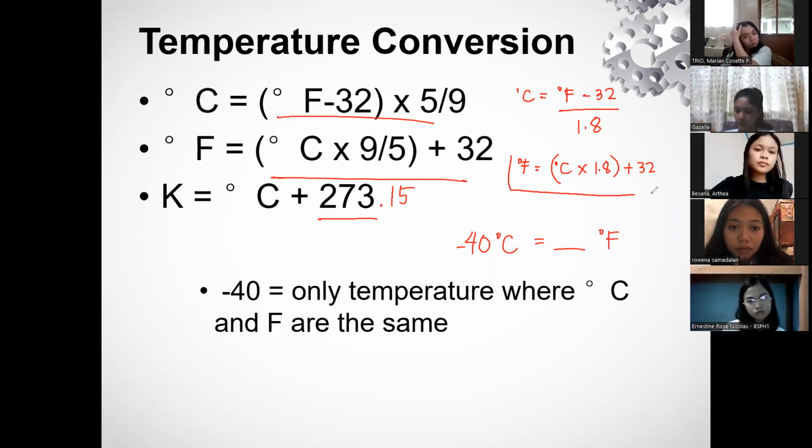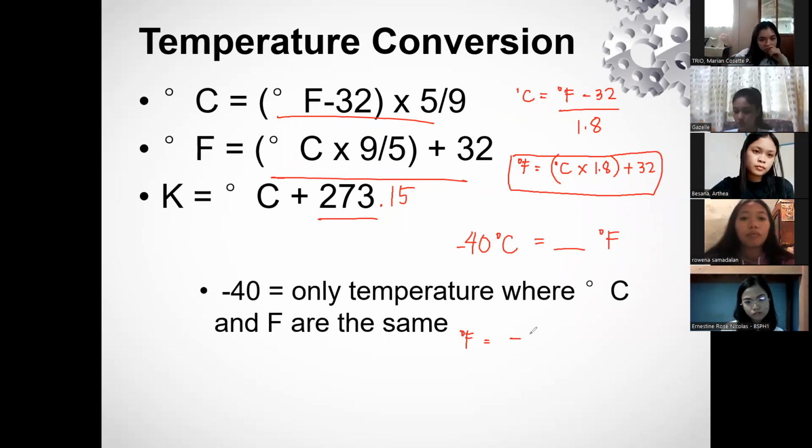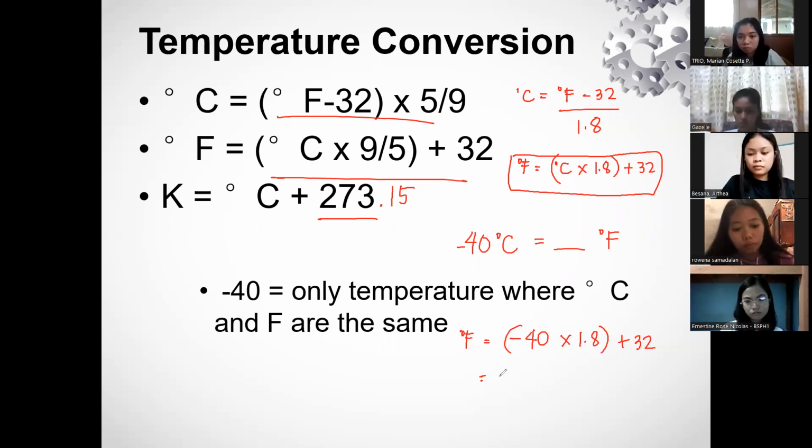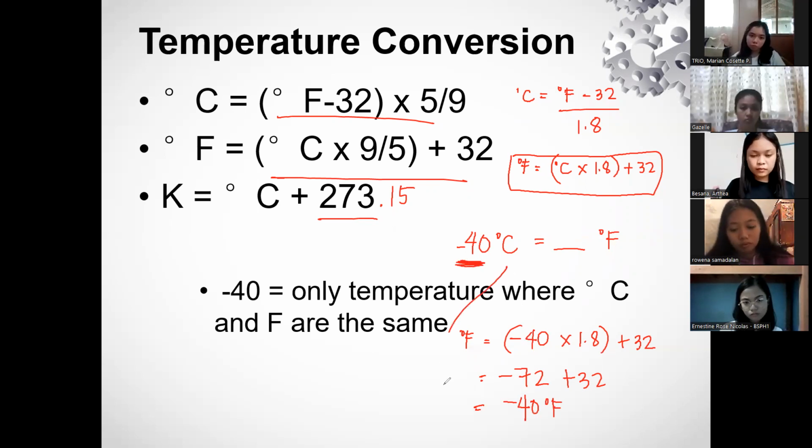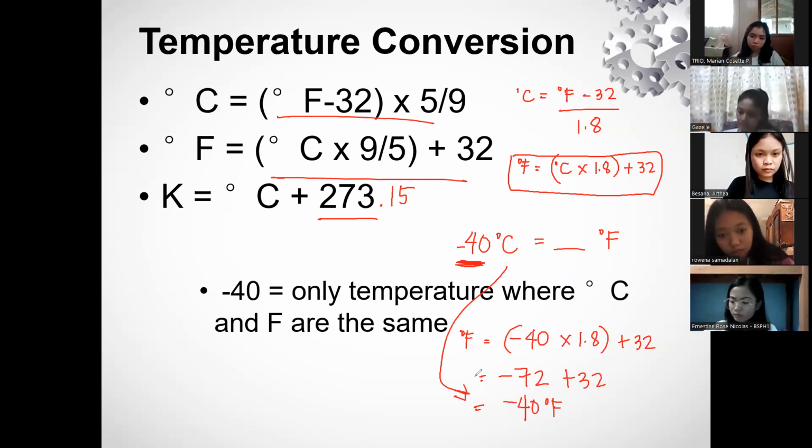Let us convert this to degree Fahrenheit. So we'll be using this formula, kay Fahrenheit man atong ginapangita. Degree Fahrenheit is equal to degree Celsius, that's negative 40 times 1.8 plus 32. Syempre sa math, PEMDAS. Una ang nasa parenthesis. Negative 40 times 1.8 is negative 72, plus 32. What's the answer? Syempre, negative 40. So negative 40 degrees Fahrenheit. This is the only temperature na magpantay na silang duha. Negative 40 degrees Celsius is equivalent to negative 40 degrees Fahrenheit.